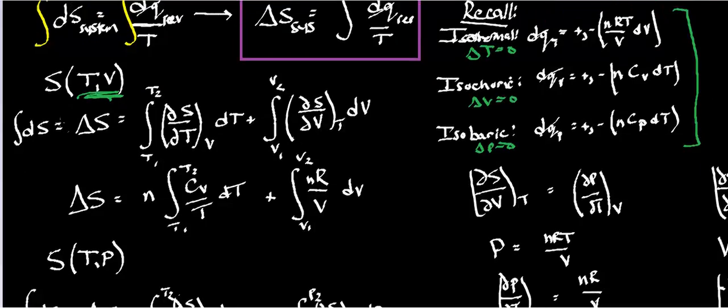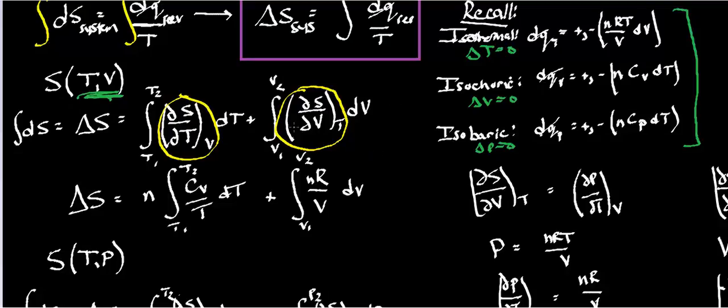So here's what we do. The integral of dS is delta S, and that is equal to the integral from T1 to T2 of the partial of S with respect to T at constant V dT, plus the integral from V1 to V2 of the partial of S with respect to V at constant T dV. Obviously, if we didn't know anything else, these partial derivatives could be pretty difficult to work with. Fortunately, we have what are known as Maxwell relations, and we do know what they are if you've watched the Maxwell relationship video, and they are things you should memorize.